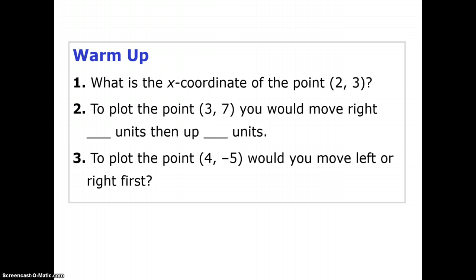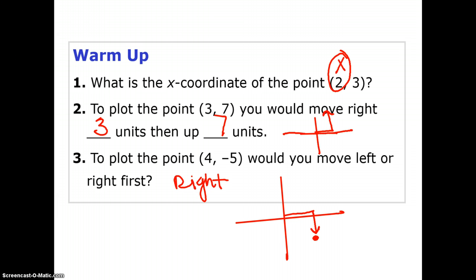So when you are ready, take about 5 minutes and get this warm up done. Alright, so just some quick graphing refreshers. The x coordinate of the point 2, 3 is 2, and the other coordinate is the y coordinate. So to plot the point 3, 7, you would move right 3 units and up 7 units, okay? So the x coordinate tells you left versus right, and if you go left, it'll be negative, okay? And the y coordinate tells you up versus down, okay?